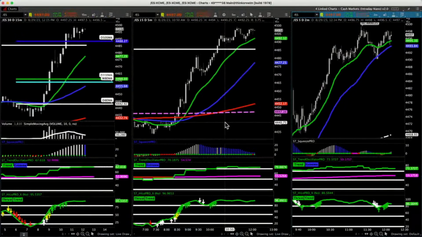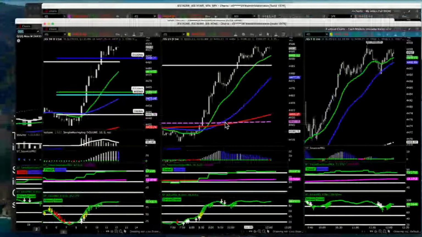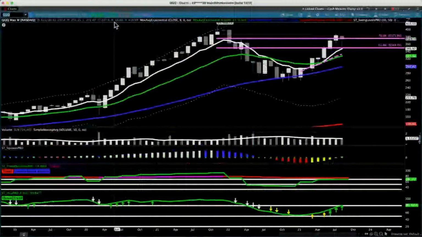Look at Summerwood on SPX, what time frame? Tesla weekly.